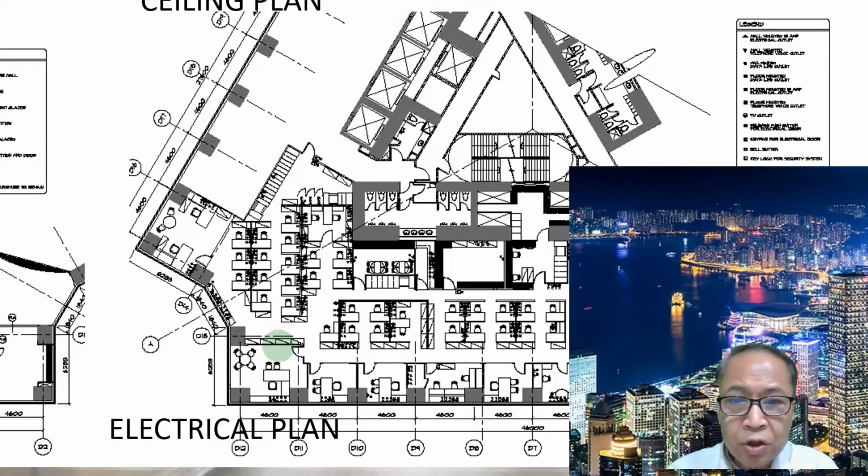And then the electrical plan, which shows the sockets, the LAN, the Wi-Fi, the telephone port, etc.